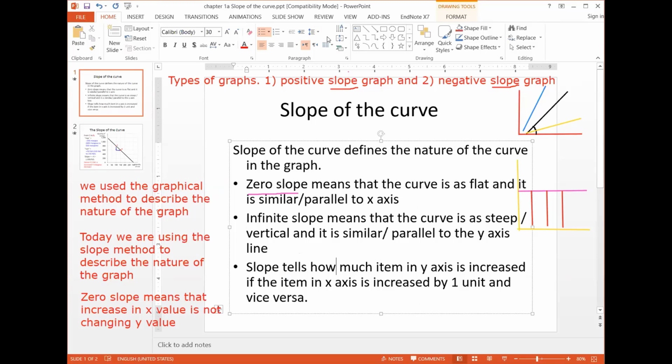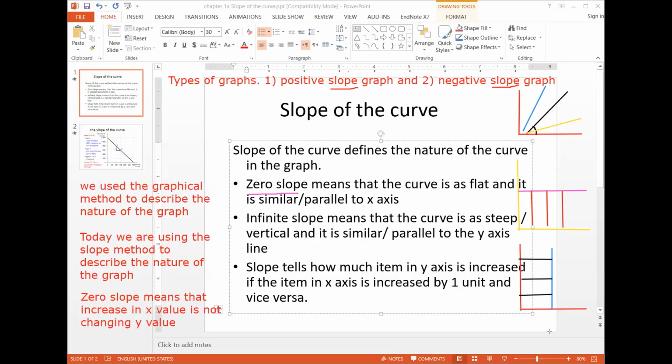Let's draw that case somewhere here. Let's see if we have this y-axis and this x-axis. The infinite slope line will be a vertical line like this. This line is vertical and it has infinite slope because if you draw some reference points here, at the first point y is changing, at the second point y is changing, at the third point y is changing, but for all these points x is not changing.